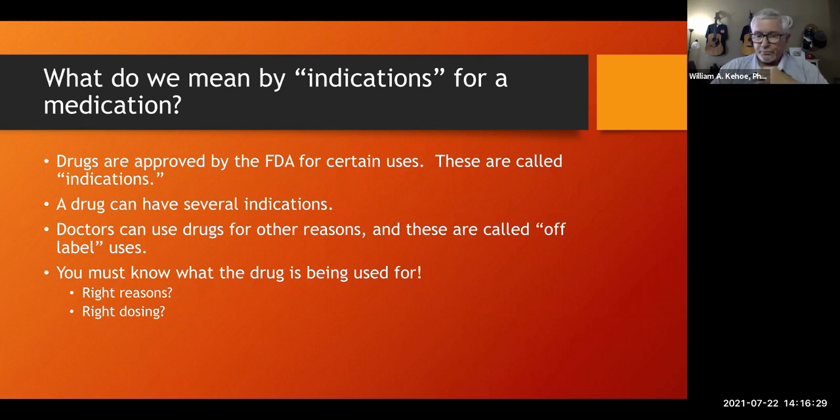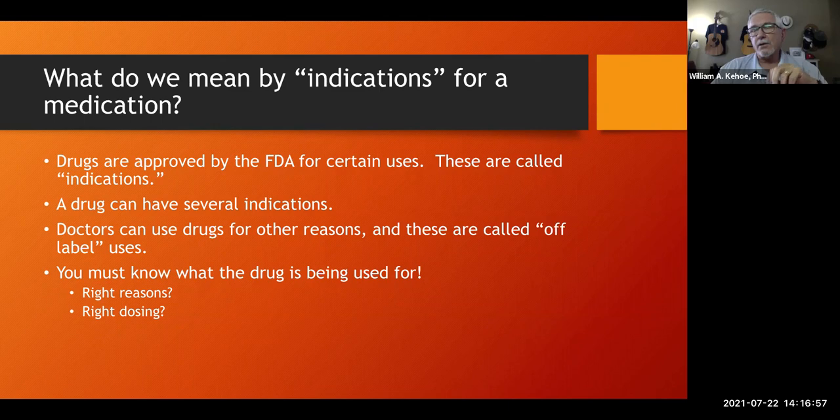Now, drugs can have several different uses. So, for instance, in my field of psychiatric medications, you might see that the drug quetiapine, which is Seroquel, is indicated to treat schizophrenia. It's FDA indicated to treat bipolar disorder. It's FDA indicated or approved to also help treat depression. So a medication can have more than one approved FDA indication.